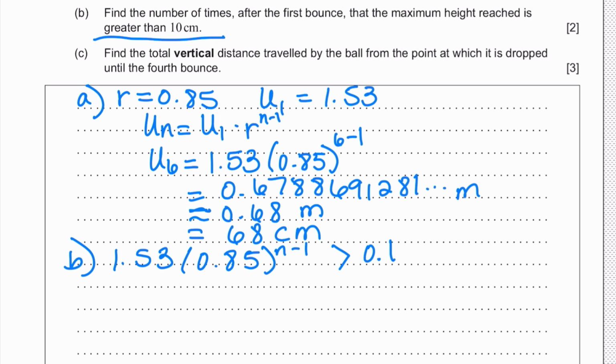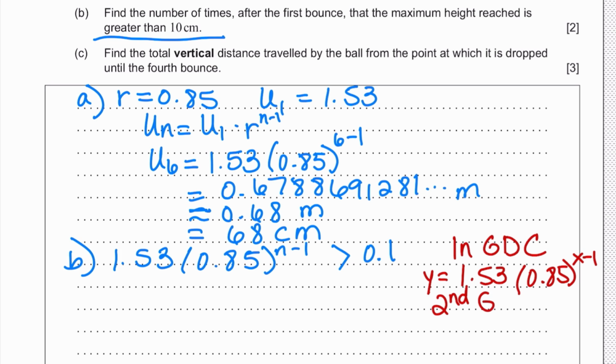So if I go ahead and solve this, I can solve this in a graphing calculator. So if you go ahead and take your calculator, you can go to y equals and you can enter y1 as 1.53 times 0.85 to the x minus 1 power. And then you can go to second graph to take a look at the table of values. And there you're going to be able to tell that the answer is going to be 17.